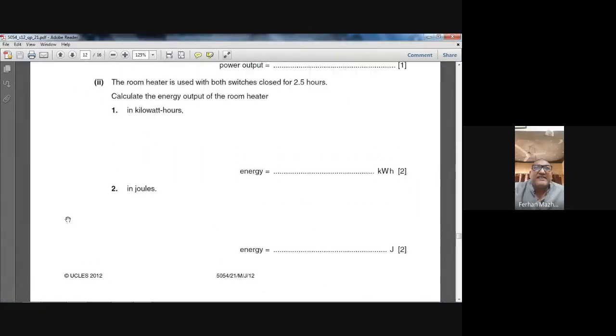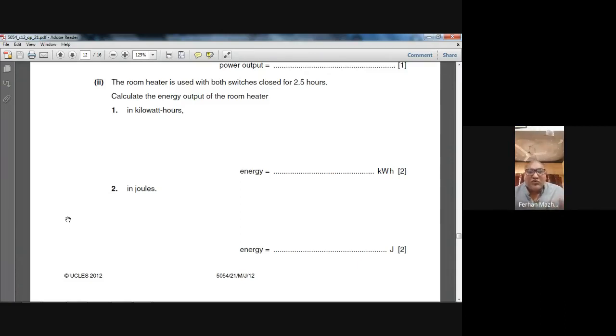It says calculate the energy output of the room heater in joules. The formula is again the same. Energy is equal to power multiplied by time, but there is one difference. Now I want the answer of energy in joules. If you want the answer in joules, the power should be taken in watts and the time should be taken in seconds.